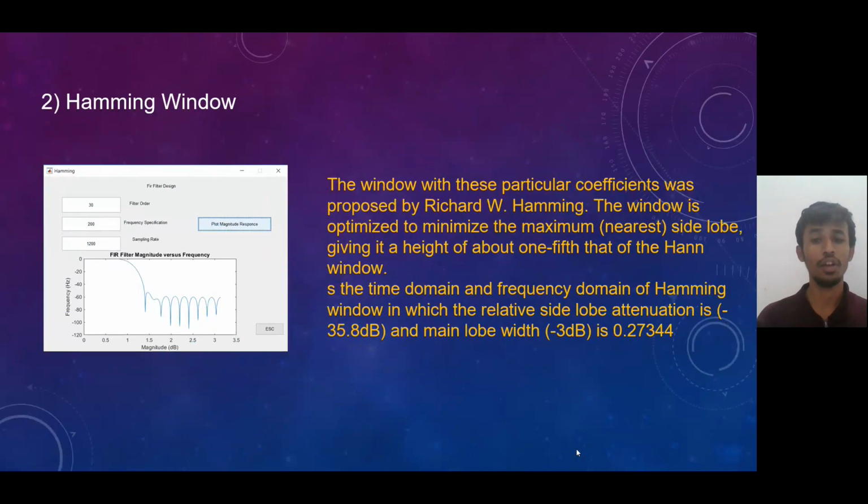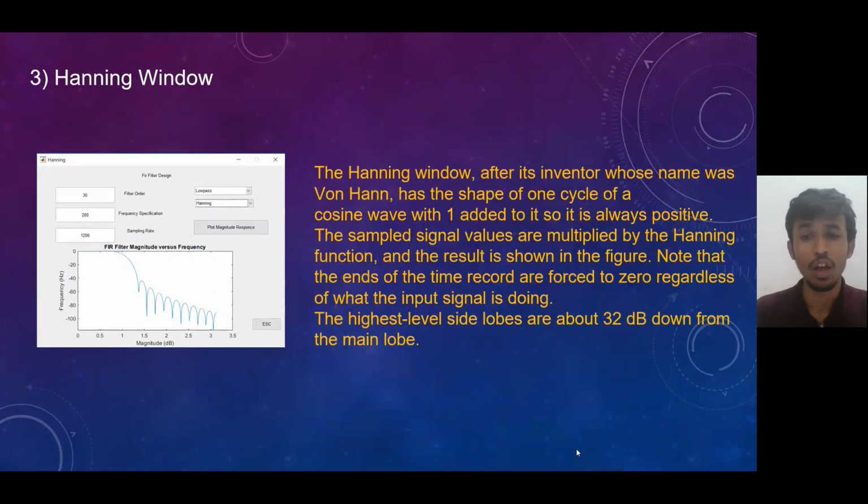The next window is the Hamming window. This was proposed by the scientist Richard Hamming. The window is optimized to minimize the maximum side lobe, giving it a height of about one fifth that of the Hann window. For the time domain and frequency domain of the Hamming window, the relative side lobe attenuation is 35.8 decibels and main lobe width is minus 3 decibels, which is nothing but 0.2734.